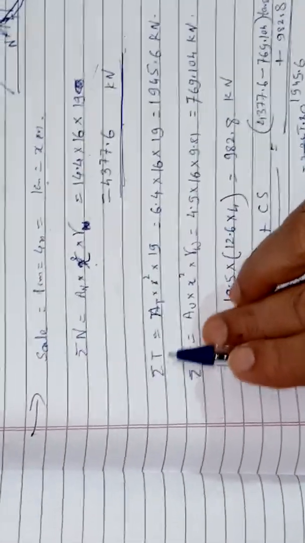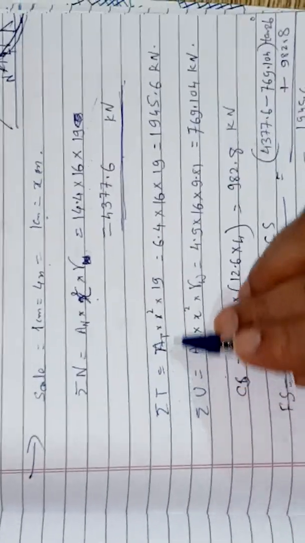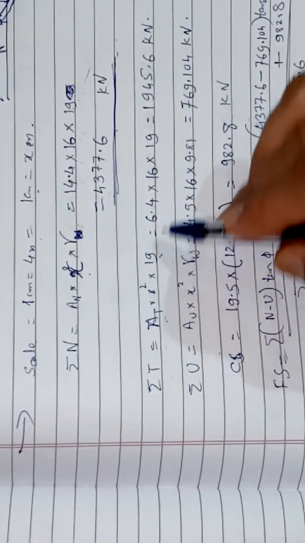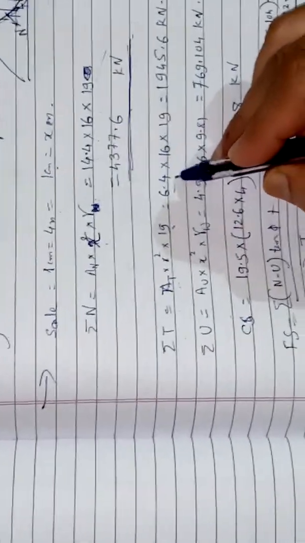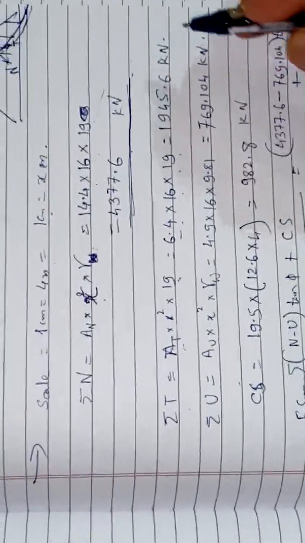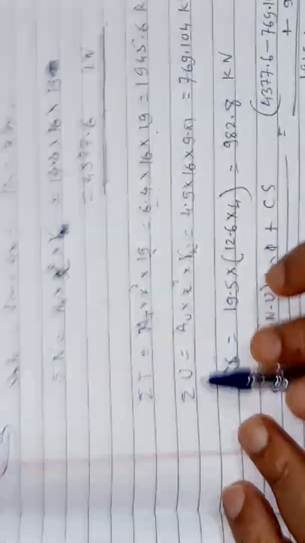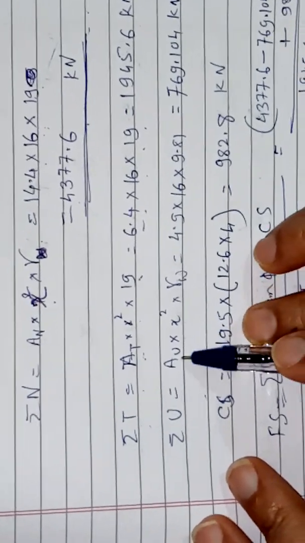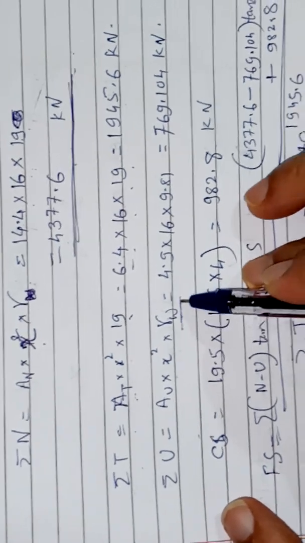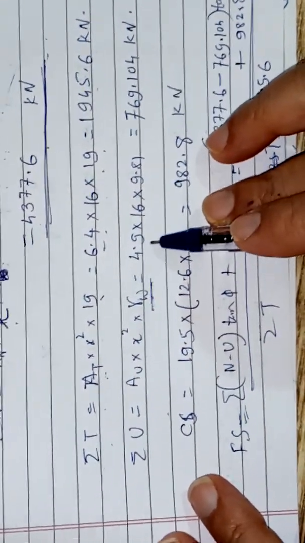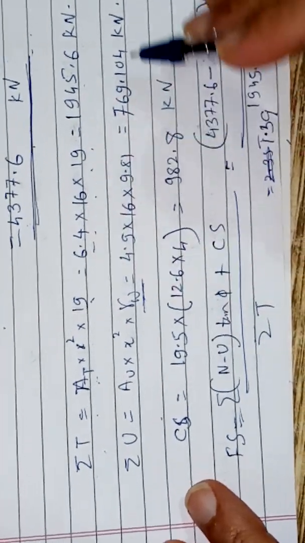Then the tangential component, sum of the tangential component of the weight of the slices, sigma T, will be equal to similarly AT, that is the area of T rectangle, into x square into the unit weight of the soil. So AT is given as 6.4 into the square of the scale, 16, into 19, that comes out to be 1945.6 kilonewton. Similarly, for the U rectangle, summation of U, that is pore water pressure, or what we can say the uplift pressure, will be the area of U rectangle into x square into gamma W, that is the unit weight of the water, because it is pore water pressure, so we have to multiply it by the unit weight of the water. So AU is given as 4.9 into 16 into 9.81, which comes out to be 769.104.